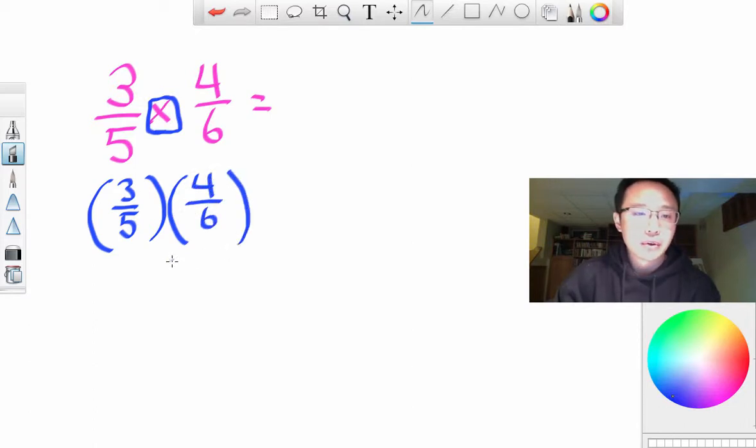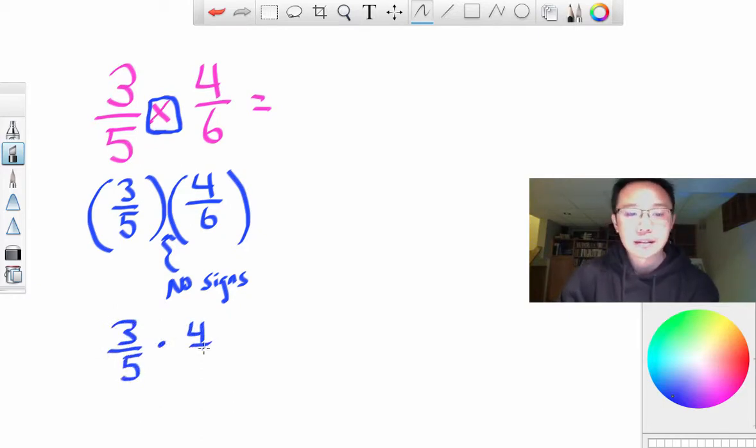Notice that there are no signs here, so that means this is multiplying as well. You can also have 3/5 with a dot, 4/6, that means multiplying as well. So when you see a multiplying question, first thing you have to do is just multiply across. 3 times 4, 12, over 5 times 6, 30.